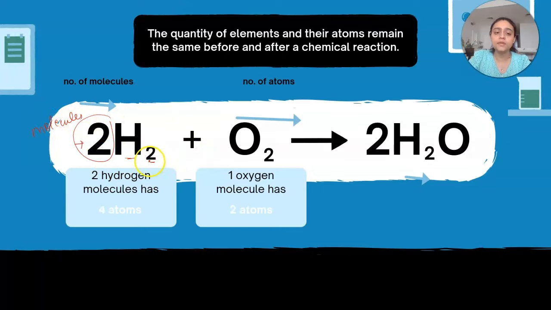And the subscript describes the atoms. So 4 atoms, and these are the 2 molecules of hydrogen on the reactant side, and 2 atoms of oxygen are present, which is 1 molecule of oxygen on the reactant side. As we can see, the product side is balanced, which means the chemical composition is being changed, but the law of conservation of mass is maintained.